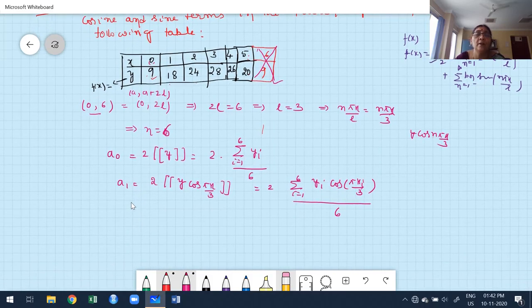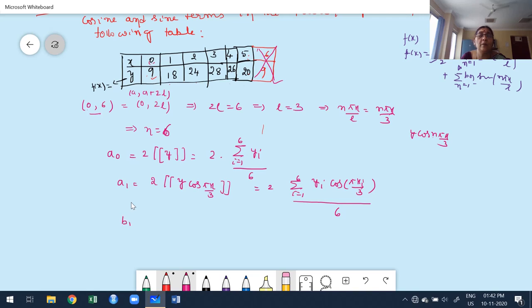Similarly, we are going to write the formula for b1. The formula for b1 is twice the mean of, please try to understand, most of the students make a mistake here: instead of cos, we are going to take sin. Sin of n pi x by 3, and what is the n value? 1. Sin of pi x by 3 is, from the definition of average, the sum of all the values divided by the number of values: sum of yi sin of pi xi by 3, whole divided by 6.